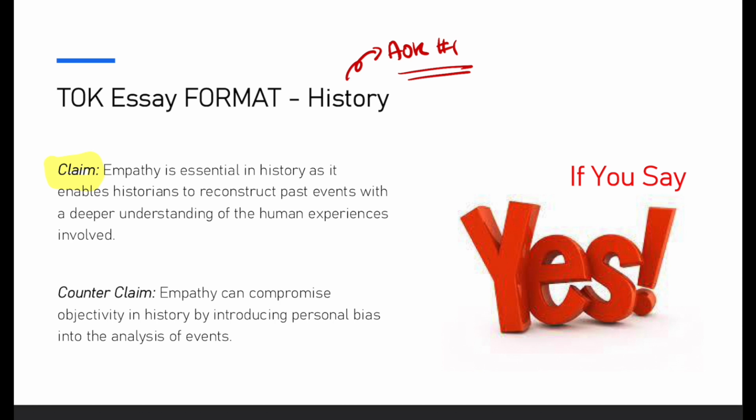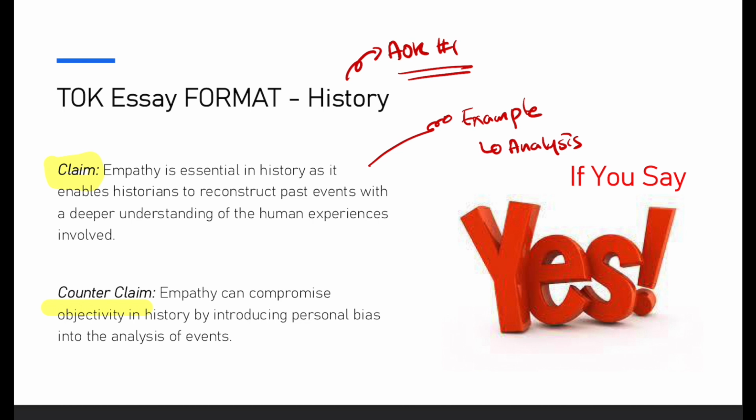Once I have presented my claim for the history, I need to identify the example that can be analyzed to back up my claim, right? And also my counterclaim for this case. My counterclaim for this case will be empathy can compromise objectivity in history by introducing personal biases into the analysis of the event.